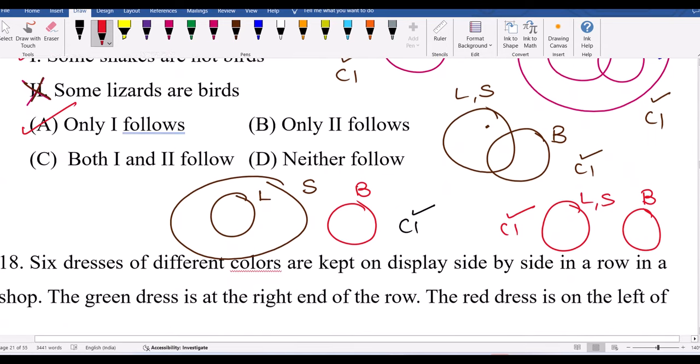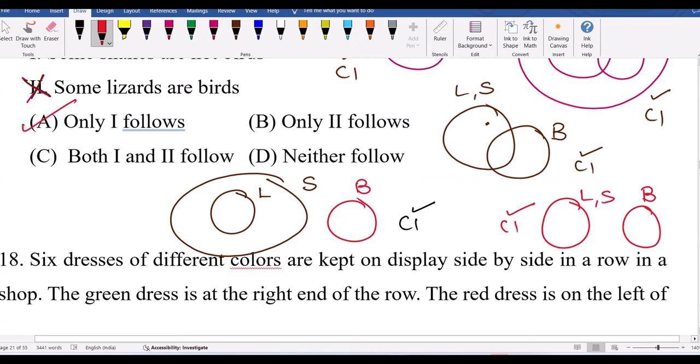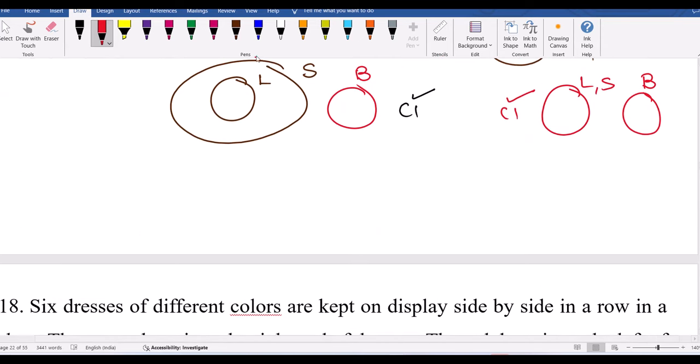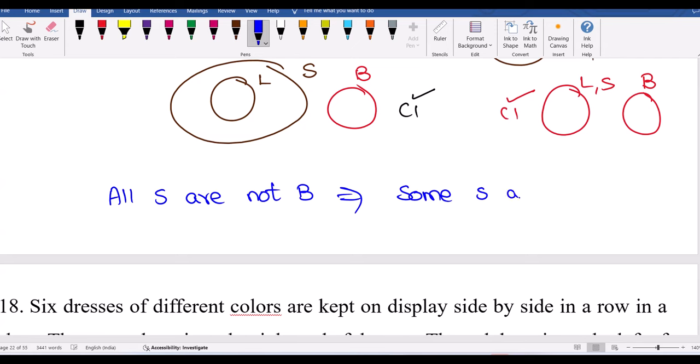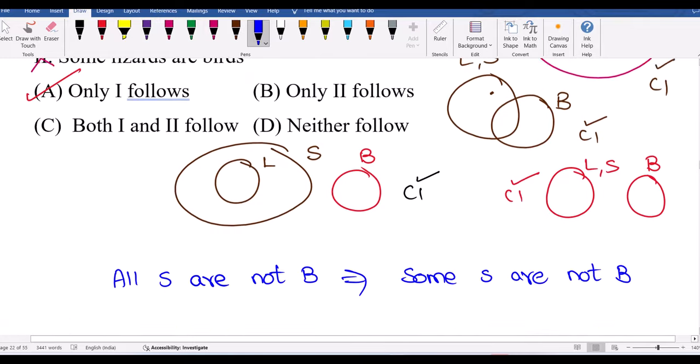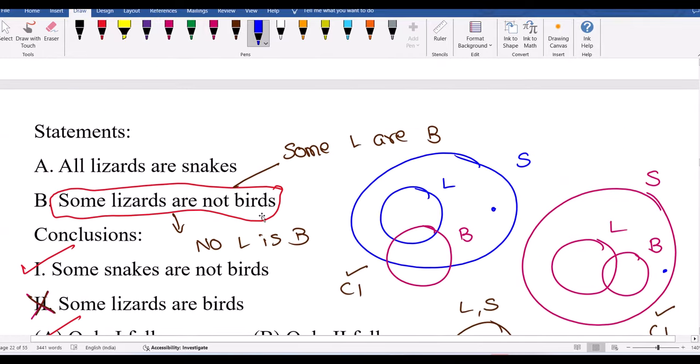Sir, in this diagram, no snake is bird. No snake is bird can be taken as some snakes are not birds. Whenever all is there, some is allowed. Whenever all is there, some is definitely true. All snakes are not birds, then I can take some snakes are not birds. That's always allowed. So I can say one follows everywhere.